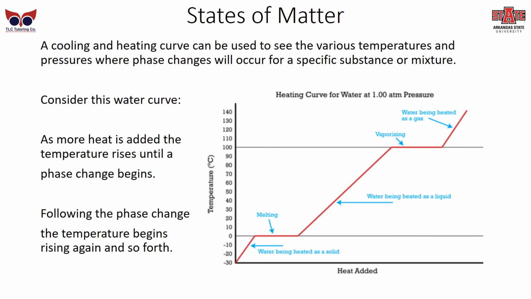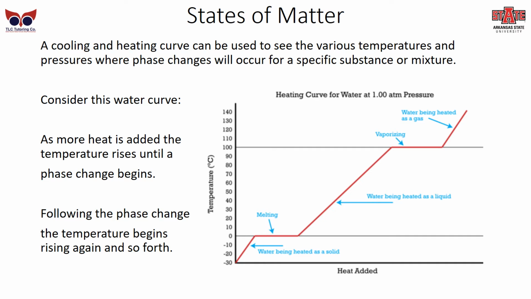Now, we talked about all these changes happening. This is something called a cooling or heating curve. This is used to see the temperatures and pressures where phase changes will occur. So consider this water curve. This curve is designed to show you water behaving at different points. So you have water being heated as a solid, and see the temperature is rising. Then the ice begins melting, and you see it stops at 0 Celsius. That is the melting point of water.